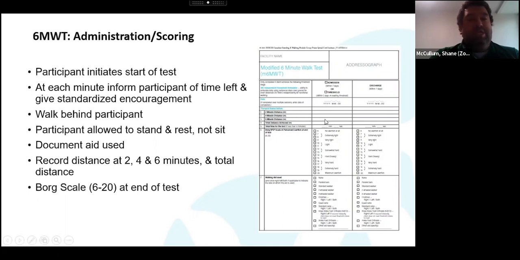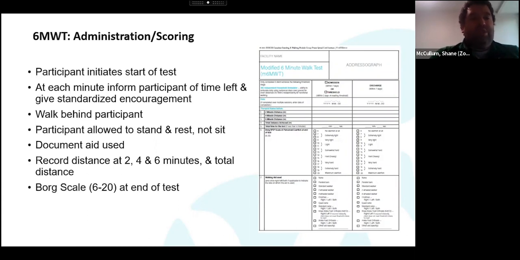And then the total distance is if they aren't able to walk for a full 6 minutes. So if they only walk for 5 minutes and they say, I can't do any more, then you would enter the total distance, the total time for the test, and then the 6-minute distance would be left blank because they didn't actually get to that point.